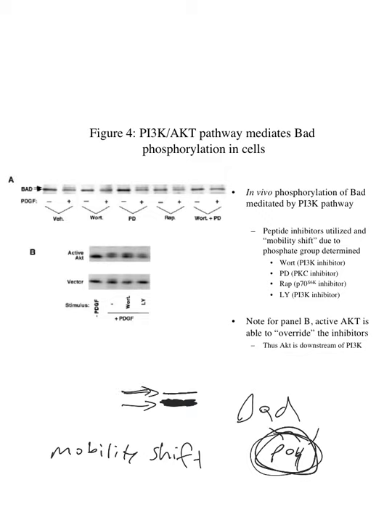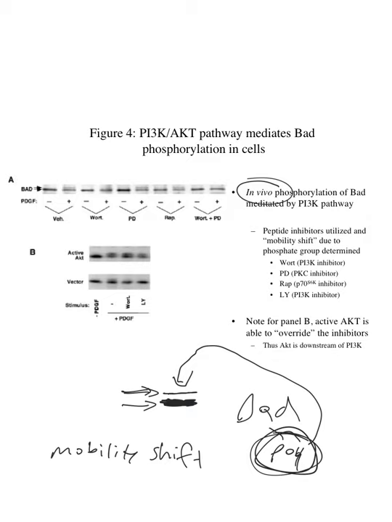So the presence of that phosphate makes Bad run a little bit slower on the gel, and we get the mobility shift, okay? It's another readout that indicates phosphorylation. So let's take a look at the mobility shift in vivo. And note that these are biochemists, and so in vivo to them means in intact cells, not in the animal per se, as we typically think of in vivo meaning.